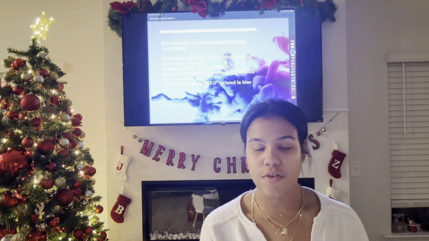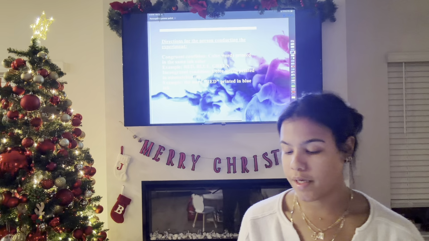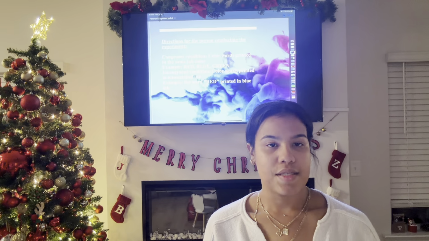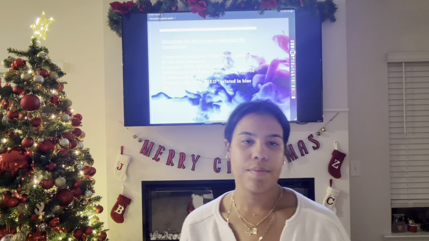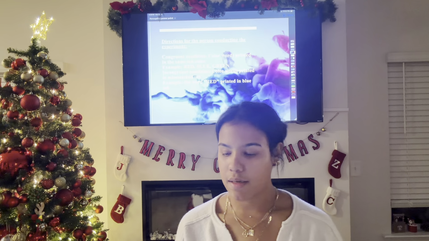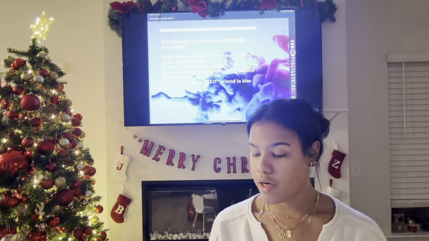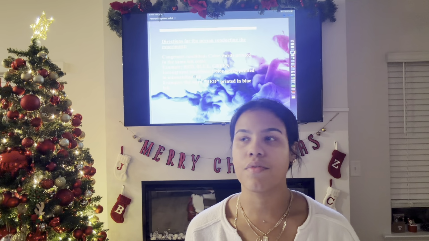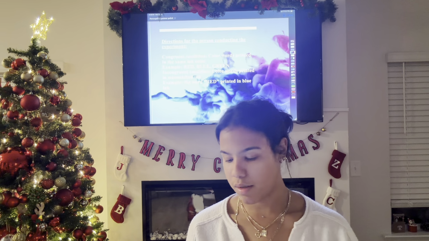The directions for the person conducting the experiment: congruent conditions are color words printed in the same exact ink color, for example, red, purple, blue, pink, vice versa. An incongruent condition would be color words printed in mismatched ink, for example, the word red in blue ink.